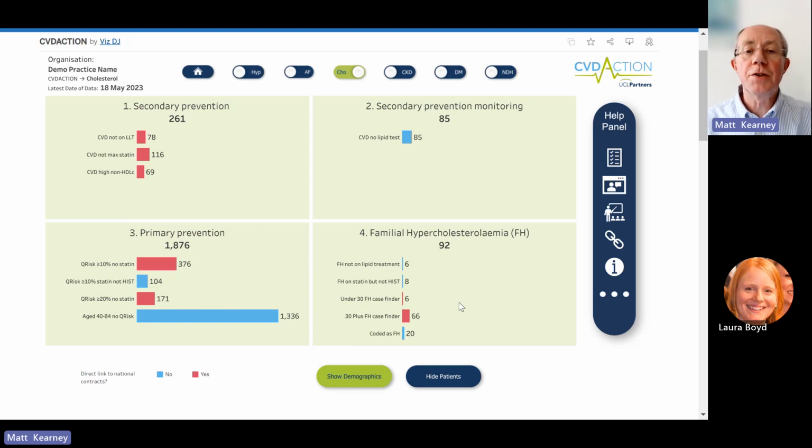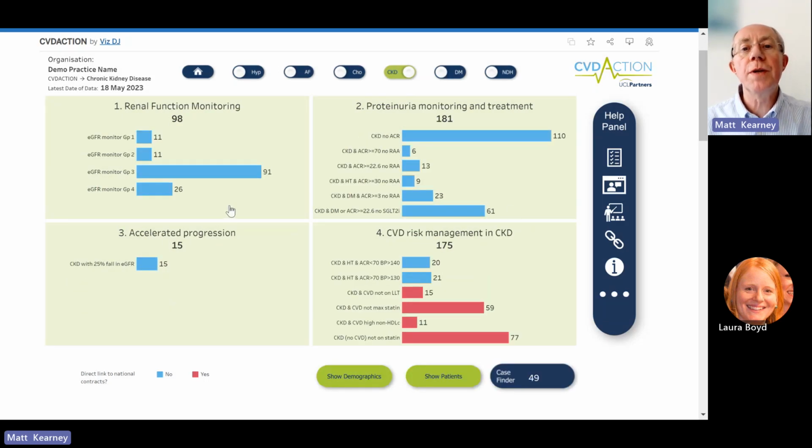And then familial hypercholesterolemia includes a case finder for patients above or below 30. Case finder, these are people who ought to be assessed further for potential familial hypercholesterolemia. Chronic kidney disease: have the patients had the appropriate monitoring?